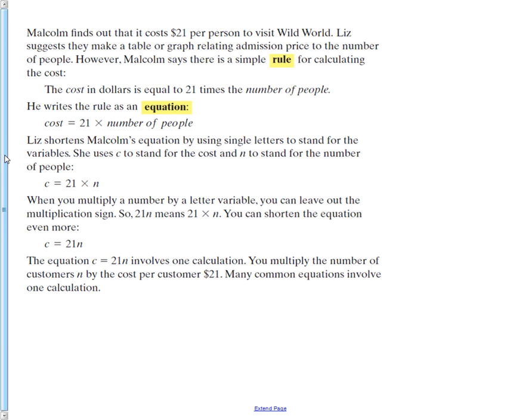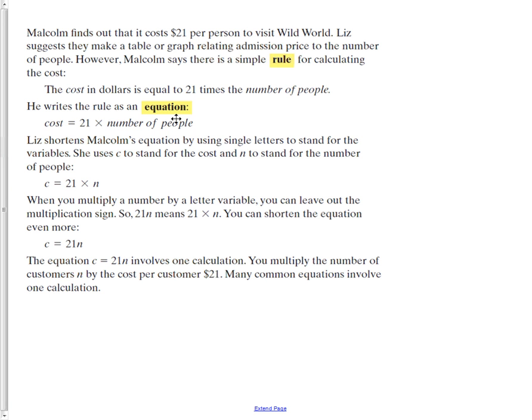All right, here's a summary of this. Malcolm says there's $21 per person to visit Wild World. This is the amusement park that they wanted to go to. Liz suggests to make a table or a graph. Malcolm says, nah, there's a simpler way. You can do a simple rule for calculating the cost. So to figure out the cost, he writes this rule. The cost is equal to 21 times the number of people. So if I have the number of people, I can just multiply that times 21. And there you go. There's my cost.